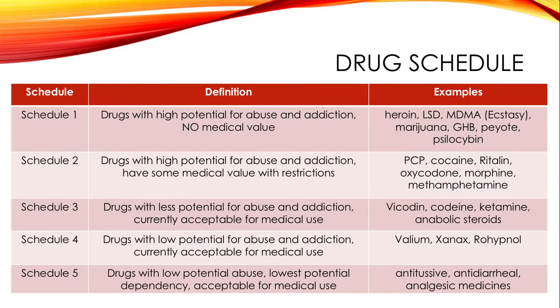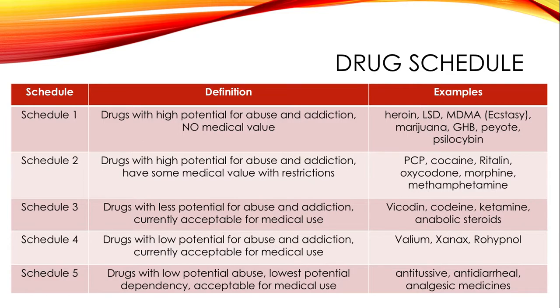What we have here is called the drug schedule. So not all drugs are the same. Some are more lethal than others. Some are more addictive than others. Okay? Drugs that are in Schedule 1 include things like heroin, LSD, ecstasy, GHB, and they have high potential for abuse and addiction, and there is no medical value.